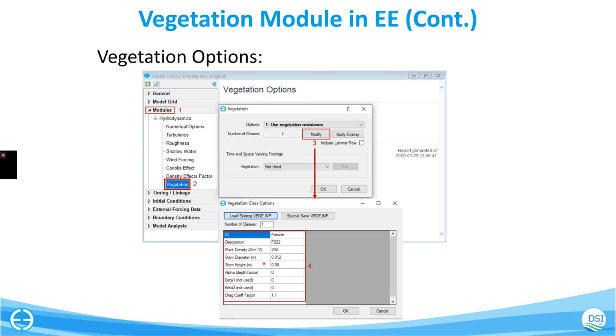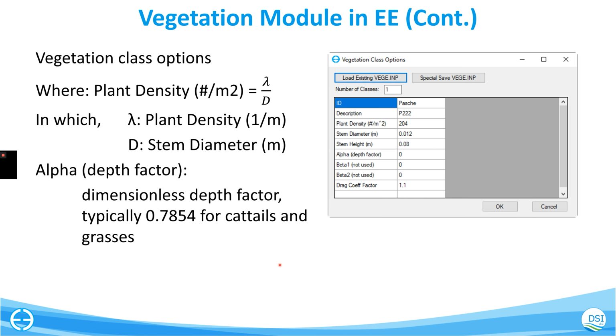for the scenario modeling, we will try to decrease and increase the vegetation density, and also we will try to reduce the vegetation height. Here are some parameters. The unit is how many stems per area in our model, and D is the stem diameter, which is 1.2 centimeters. So it's very thin vegetation, and here is the depth factor, and we set it to 0, because the typical value is 0.78 for cattails and grasses.